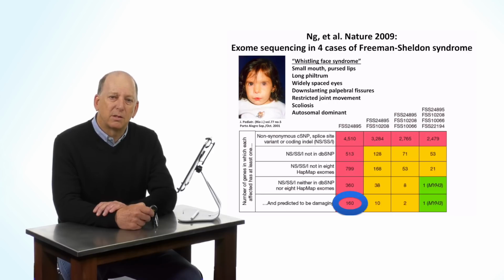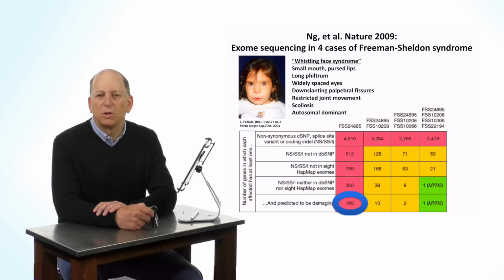to filter the variants. The index patient had 513 genes with variants meeting this criterion, and adding the other patients reduced the number to 53 genes. Going to the bottom row of the table, if the variant was predicted to damage the protein, the index case had 160 genes with variants meeting the criterion, and including the other 3 cases left only the MYH3 gene as the candidate, and that was the mutant gene for this phenotype.